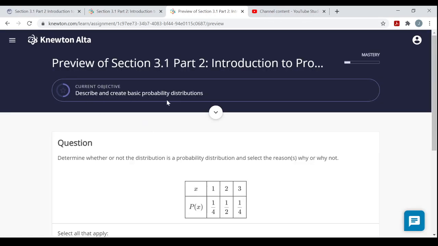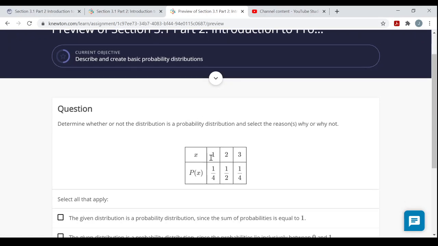Here is the same objective, same kind of question. X represents some variable. Here are the possible values of x: 1, 2, and 3. Below it, the probability of x being 1 is 1/4, the probability of x being 2 is a half, and the probability of x being 3 is a quarter. We're asked again to determine whether or not the distribution is a probability distribution and state the reasons why or why not.